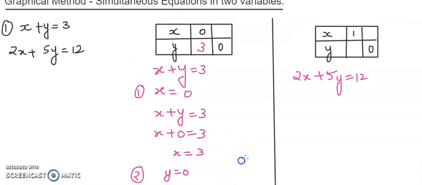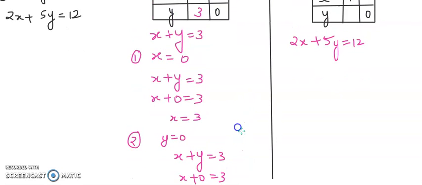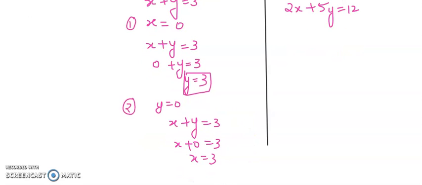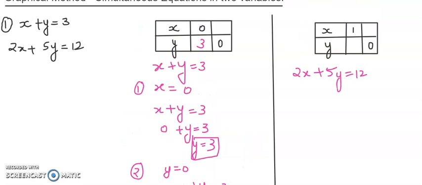So the second point I'm getting is, sorry, making a big mistake in the first equation. Sorry, big mistake. 0 plus y is equals to 3. So y is equals to 3. Big mistake. I'm really sorry. So the 2 points that we are getting is 0, 3 and 3, 0 for the first equation.